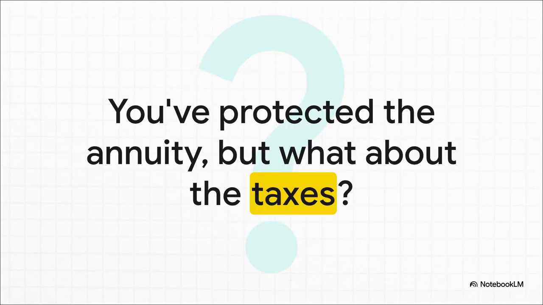So, at the end of the day, what's the big takeaway here? Naming a beneficiary is step 1. It's how you protect the money from the courts and get it to your family. But step 2, which is just as important, is having a plan for the taxes. By knowing these rules, you make sure that the legacy you're trying to leave behind is the one that your family actually gets.